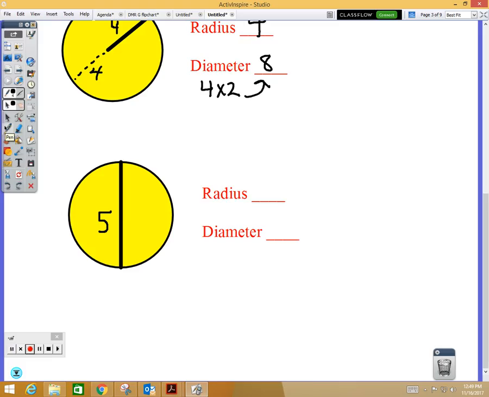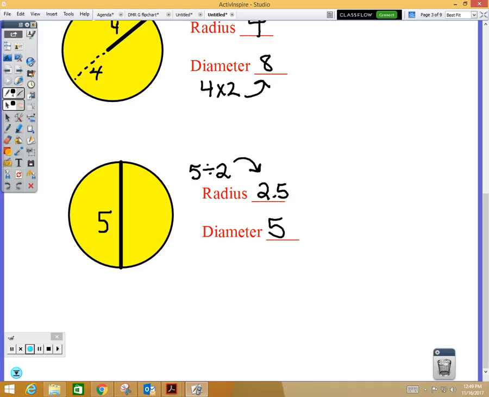Charles, is this showing radius or diameter? Diameter. So the diameter is 5. Now this is a tricky one. You can do it. How are we going to do it? We're dividing by 2. We're taking half of it. 2.5.